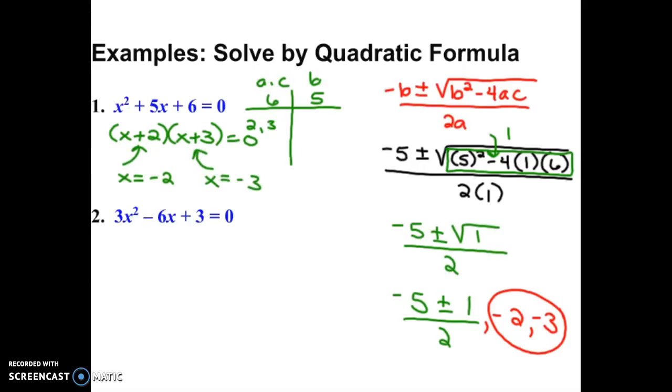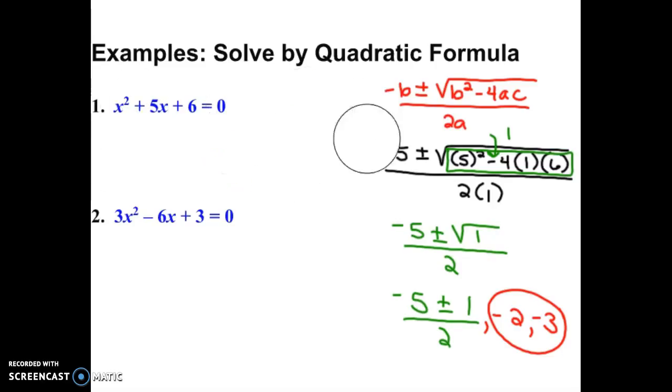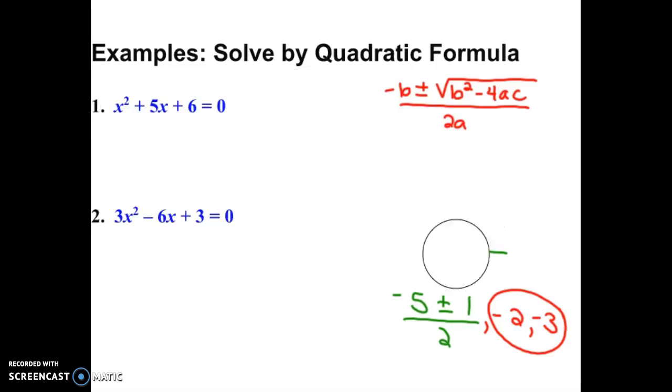Okay, but I would always try to factor first. If you can't do it, the quadratic formula is a great way to solve any problem. Let's look at our next example. I'll leave the formula up here still.